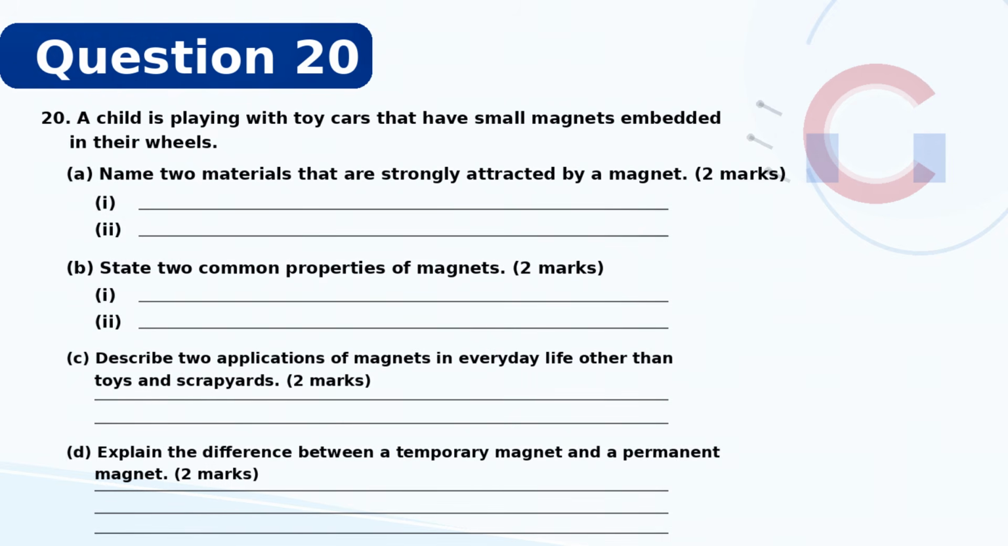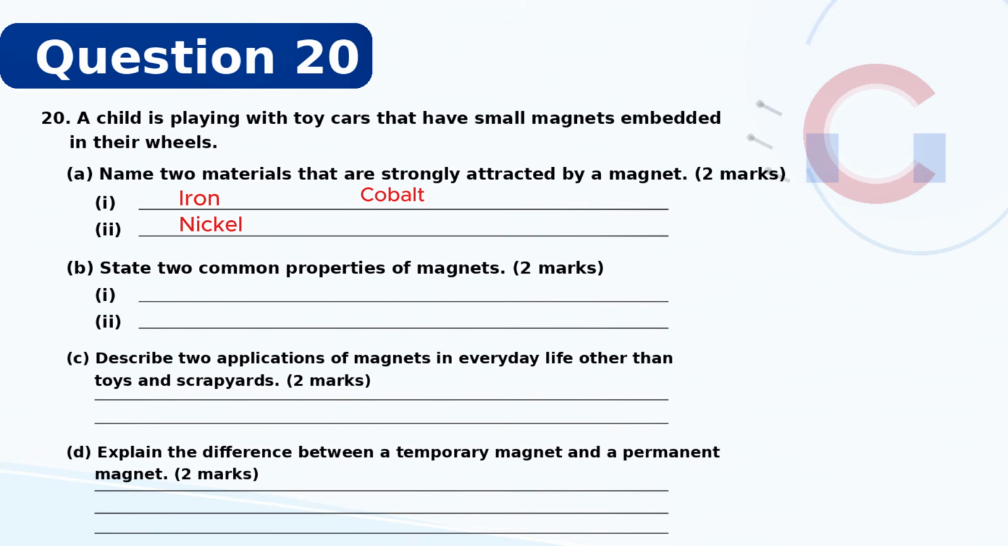Question 20. A child is playing with toy cars that have small magnets embedded in their wheels. And then A. Name 2 materials that are strongly attracted by magnets. That is a very easy question because you are just supposed to name 2. I'm going to give you 3. We have iron, we have nickel, and we have cobalt. So cobalt is also acceptable, and any of those 2 should be acceptable.